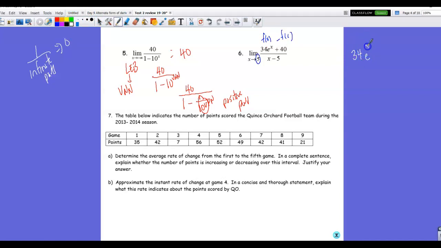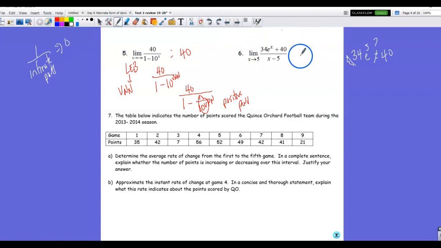34e to the 5th power. Is that equal to 40? Of course not. So even though this looks like one of those look-alike situations, it looks like a derivative, but it's not the real thing because it's not f of x minus f of c. Therefore, instead of being a special limit statement, which is a derivative, it's just a limit.